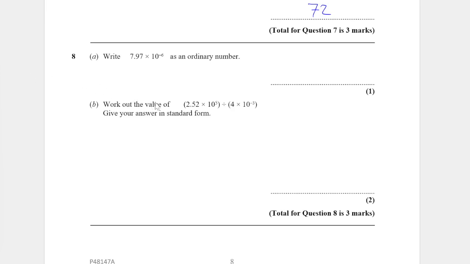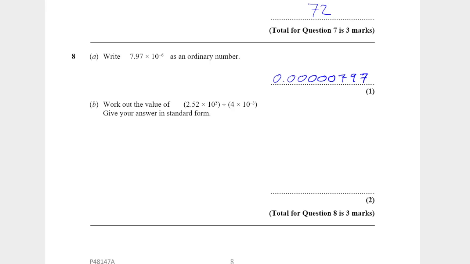Okay, question 8 then. Write as an ordinary number. So when I'm writing a standard form number with a negative, I view it as that's how many zeros we need to add before this number. So I go 1, 2, 3, 4, 5, 6, 7, 9, 7. And then just double check. 1, 2, 3, 4, 5, 6. Yep, that's fine.